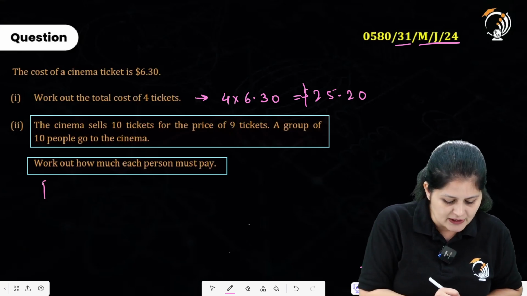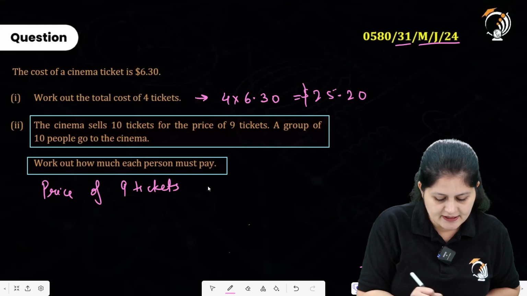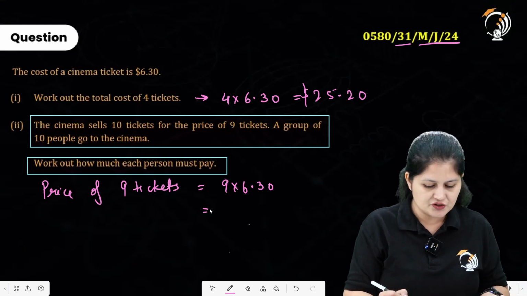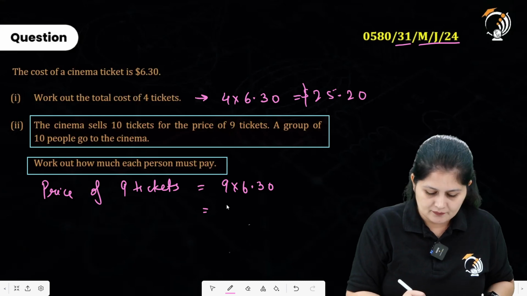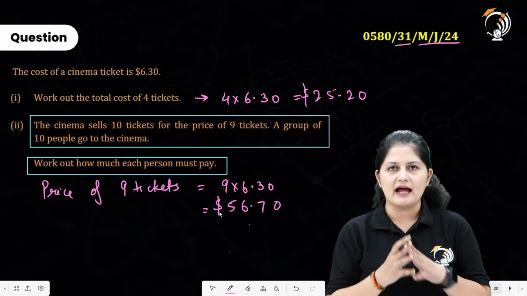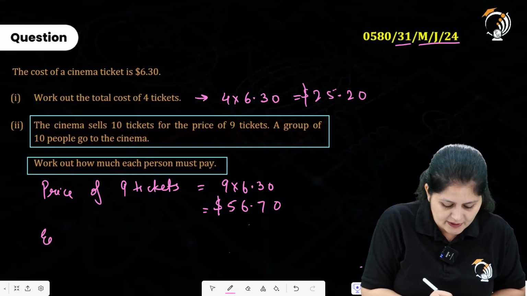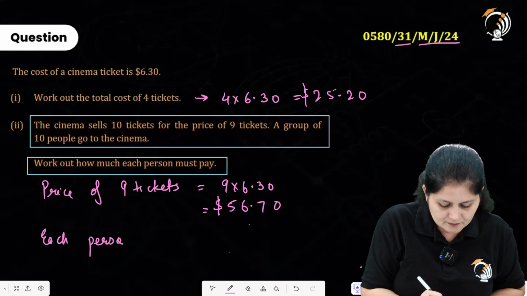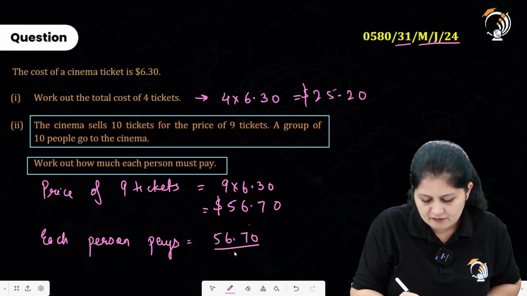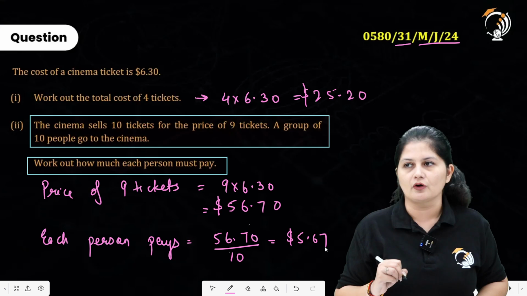So if we talk about the price of 9 tickets, that is going to be 9 multiplied with 6.30, right? Let's do this calculation. This is coming out to be $56.70. That is the price for 9 tickets, but as this price is distributed between 10 people, each person pays $56.70 divided by 10. So each person is going to pay $5.67. Is that clear?